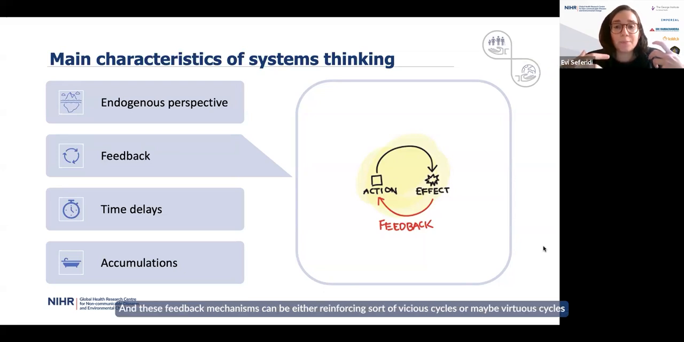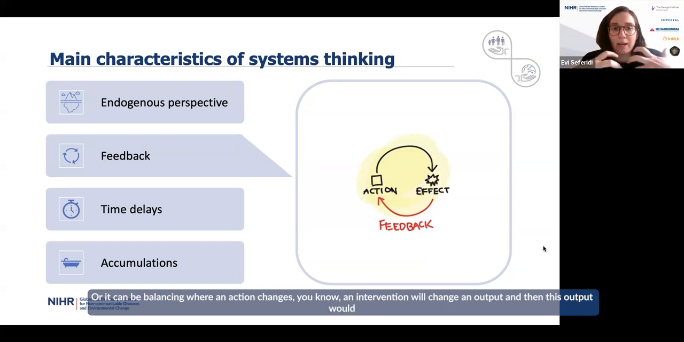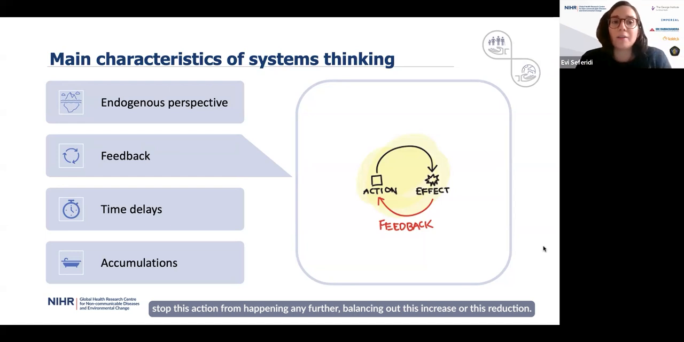And these feedback mechanisms can be either reinforcing, so vicious cycles, or maybe virtuous cycles, where something changes over and over again. We have more and more of something, or less and less of something. Or it can be balancing, where an intervention will change an output, and then this output would stop this action from happening any further, balancing out this increase or this reduction.